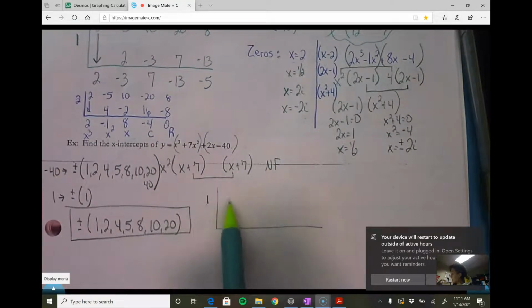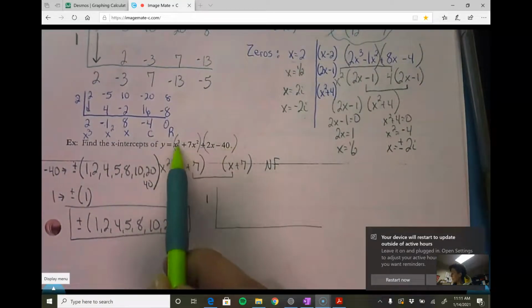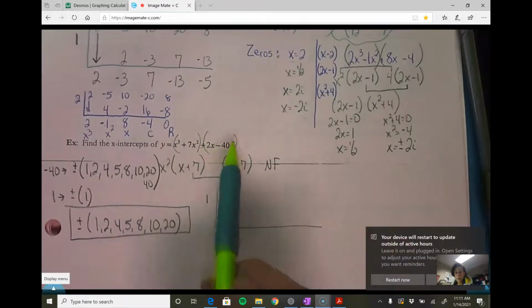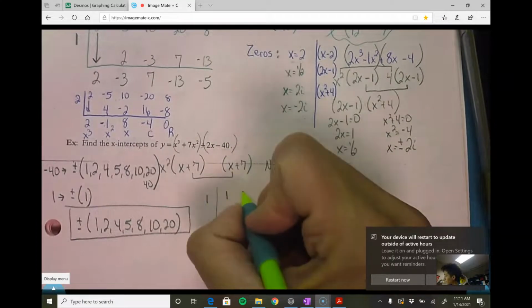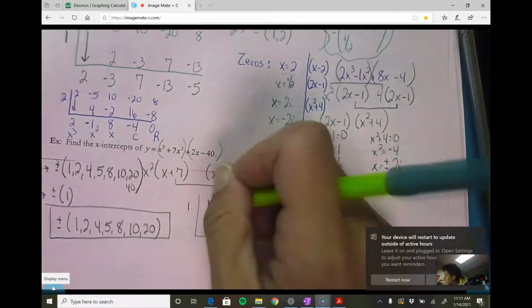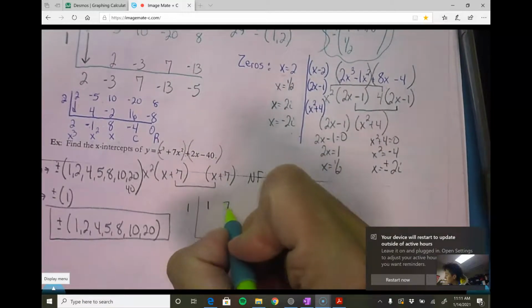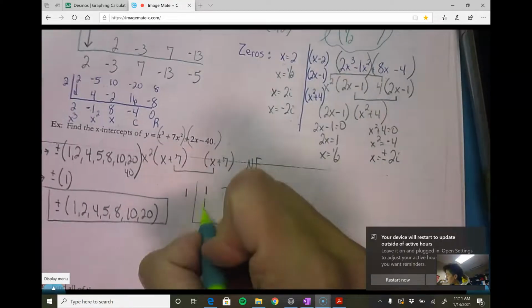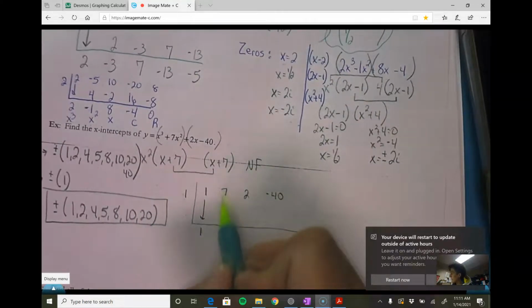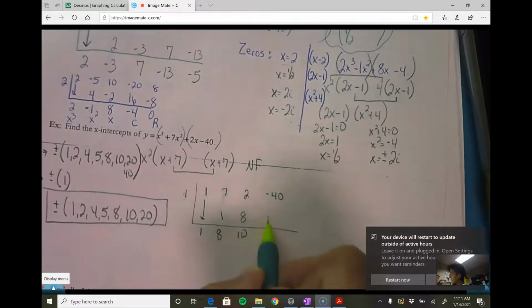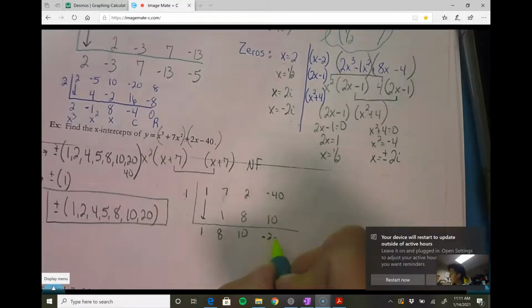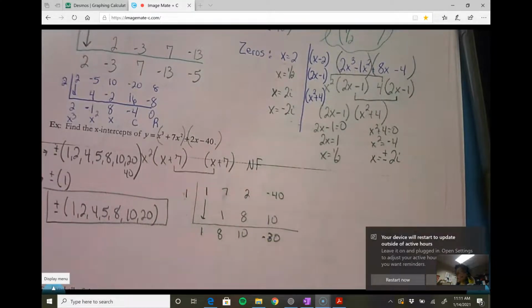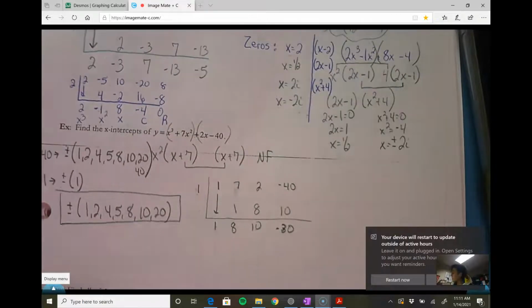So again, the numbers that I put in here, I look here, I want to make sure it's in standard form, and then I have a countdown of the exponents. 3, 2, a first exponent, no exponent, and I write those numbers down. Ooh, forgot my 7. Okay, and I always bring the first number down, and now I multiply, I add, I multiply, I add, I multiply, I add, and I need to get 0, and I got -30, so 1 doesn't work.